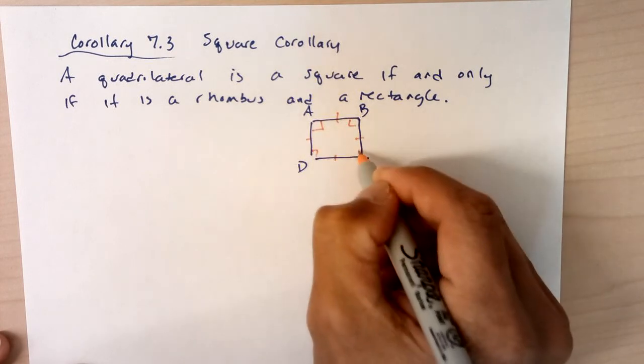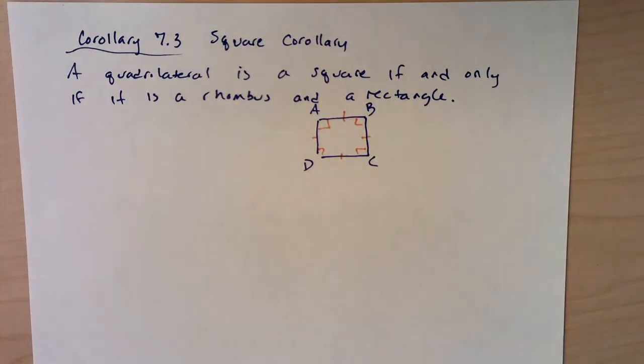Notice each of the corollaries that we just went over, the square corollary, the rectangle corollary, and the rhombus corollary, basically follow the definitions of each of those parallelograms. In the next video, we'll talk about certain properties of the special parallelograms.